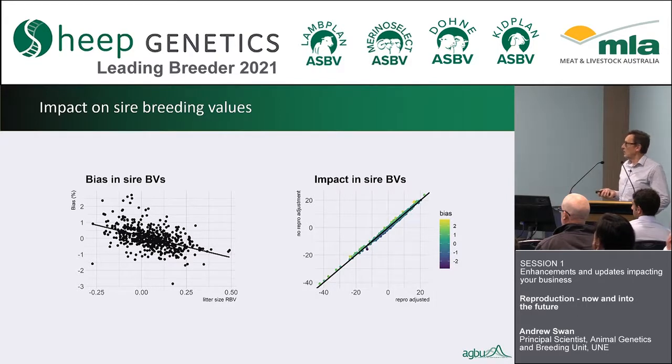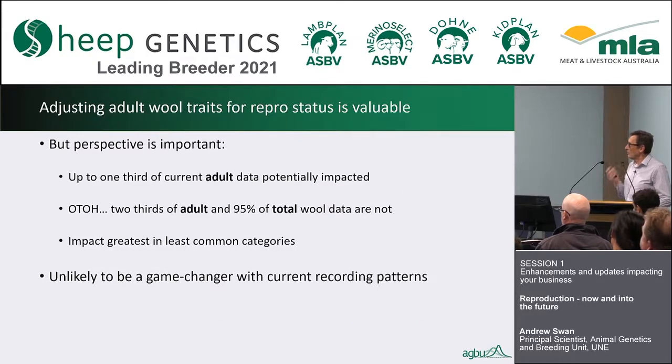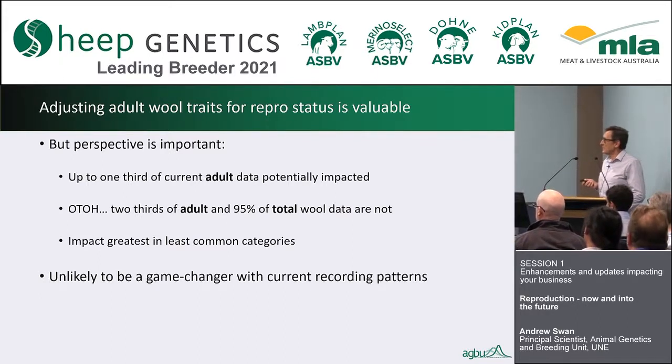So if you go to the Merino Select website and look at the leading sire for fleece weight, they still will be the leading sire for fleece weight even if we did the adjustment. For a sire, it's less of a problem than for a ewe which is experiencing the reproduction, because they will have a number of daughters with a range of outcomes. So it tends to even out. So it's definitely something that we should do, and we will prioritise that at some stage in the future.